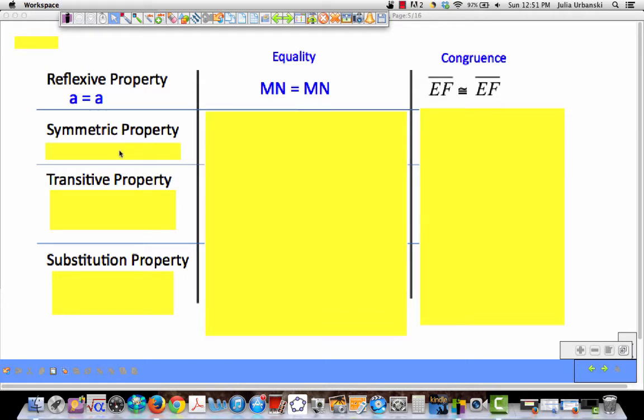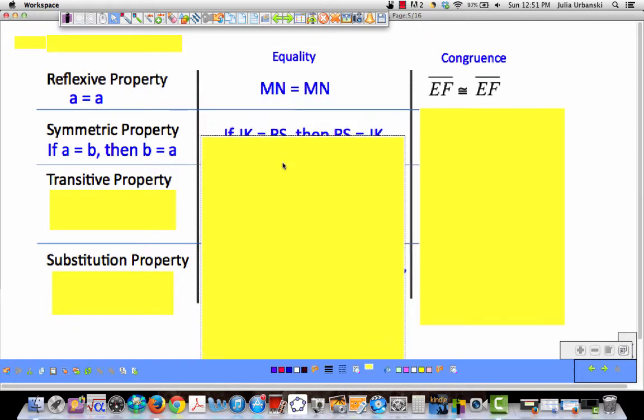Symmetric property means you can turn it around and it's still going to be equal. If A equals B, that's the exact same thing as saying that B equals A. Okay, so we're dealing with segments and angles, so let's look at this one. These are two segments. If JK equals RS, then you can flip it around. RS equals JK. That is going to be the symmetric property. It requires two separate equations where one's forward and one's backwards.